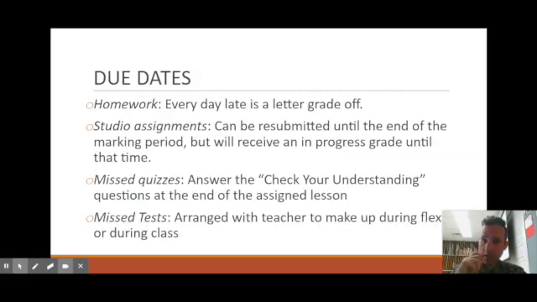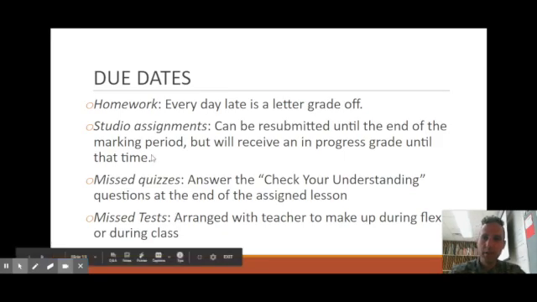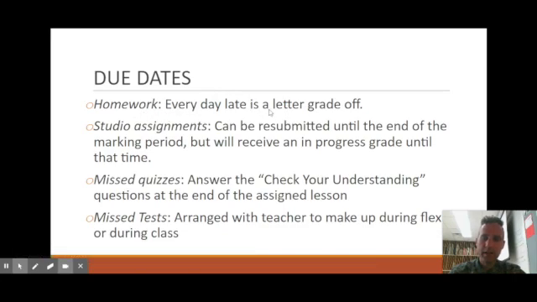So, due dates. One of the frequently asked questions that I get is, what is your due date policy? For us, homework is more like a commercial artist: you have a deadline and a due date. Every day late will be a letter grade off. So any of that work done at home, those homeworks, are due on that day specifically. They should have plenty of time to get those accomplished.